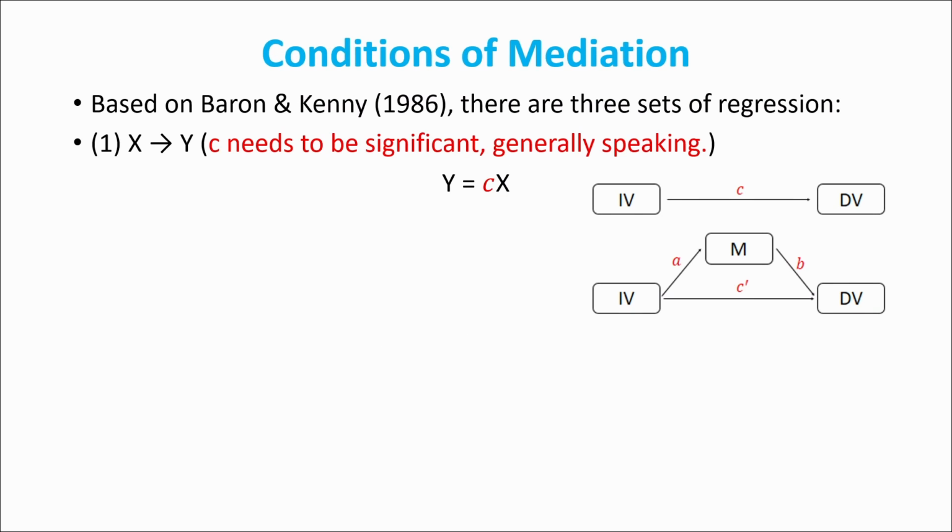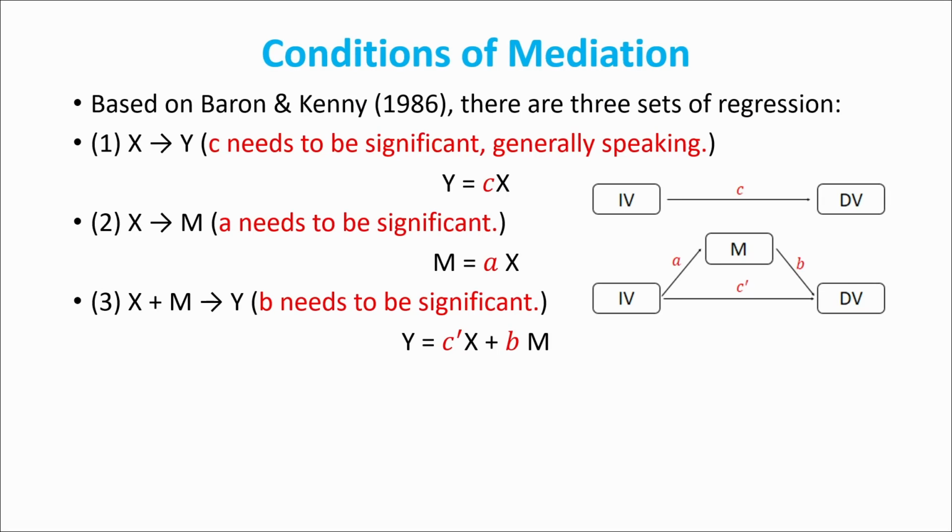Typically, there are three regressions for mediation analysis. The first one is X and Y. So when you regress Y on X, you'll get the regression coefficient C. And then the second regression is that you're going to regress M on X, you're going to get the regression coefficient A. The third regression is that you're going to regress the Y on X and M. For this regression, you're going to get B and C apostrophe.